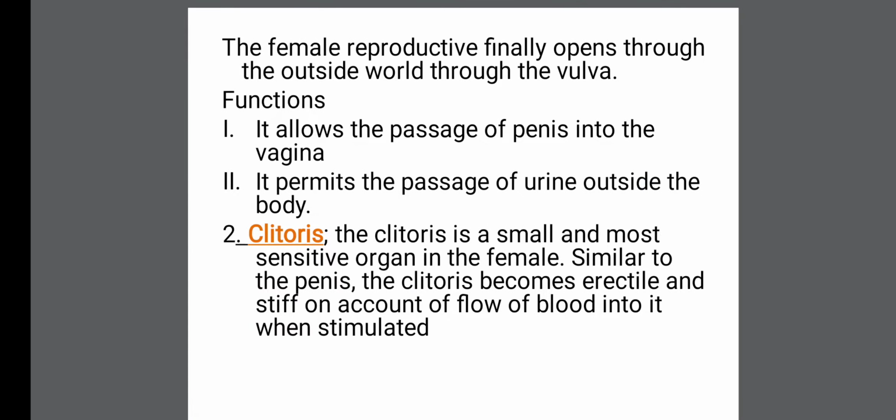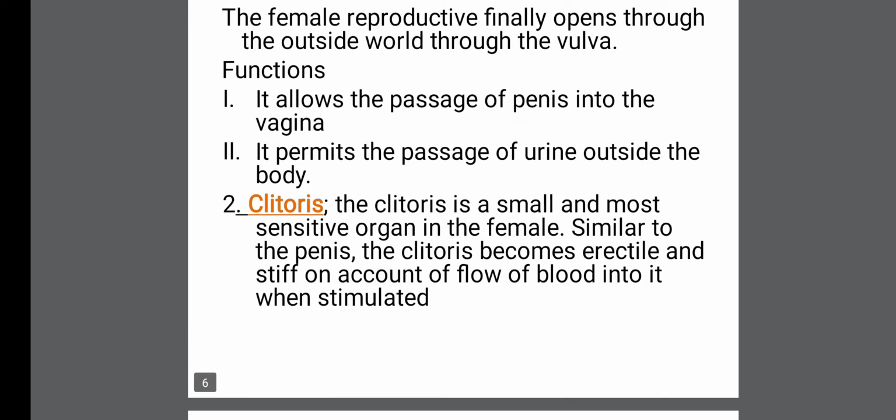And the female reproductive system finally opens through this outside wall, through the vulva. So the vulva covers or protects the vagina. The function of the vulva is that it allows the passage of the penis into the vagina. It also permits the passage of urine outside the body. So it means apart from the vagina, above the vagina, we have the urinary duct. This urinary duct is actually where urine comes out from whenever the female urinates, not from the vagina. The urinary duct is actually different from the vagina.